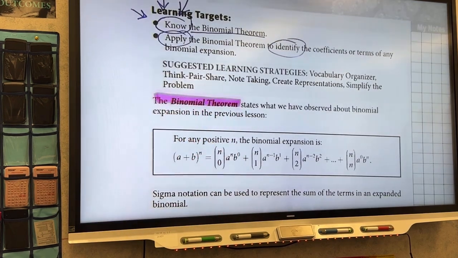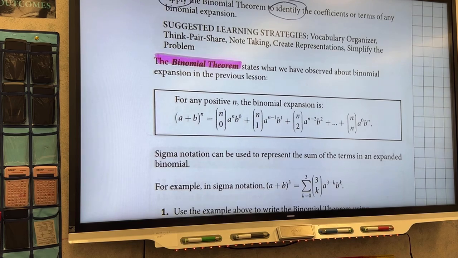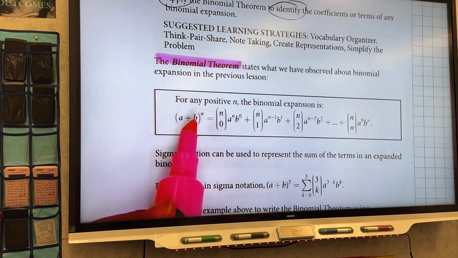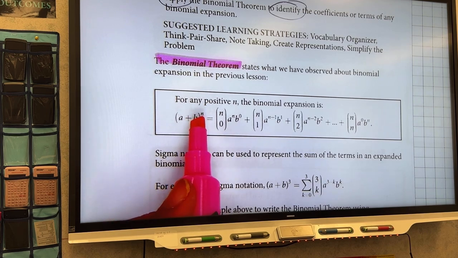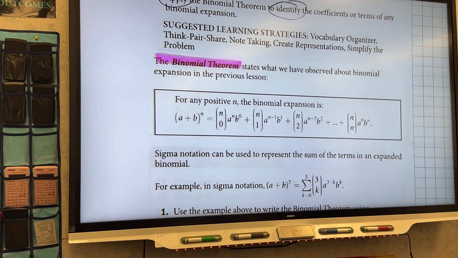So here's that binomial theorem. You saw it yesterday. When we were expanding a binomial, we know it expands to so many terms. It depends on what the n is. So the number of terms is always one more than what the n is, that exponent. So this is just n in general.